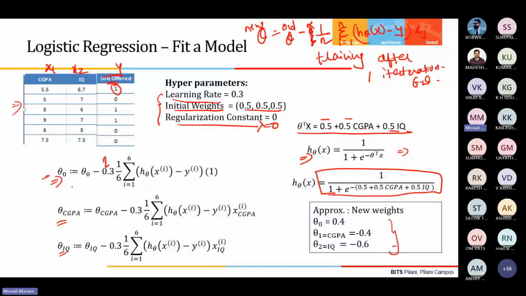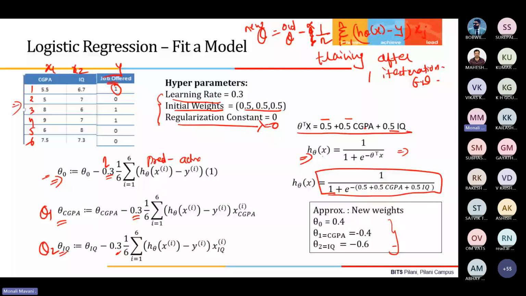So we have theta 0, this is theta 1, this is theta 2. And then apply 0.3 as the learning rate here. There are 6 examples: 1, 2, 3, 4, 5, 6 examples. And this is prediction minus actual.